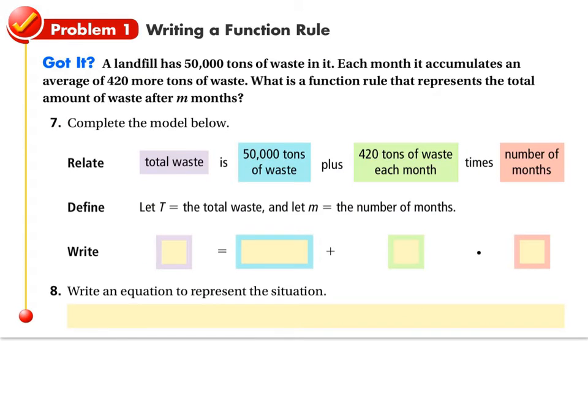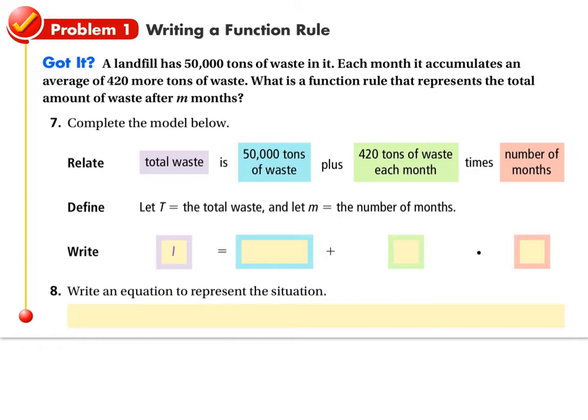A landfill has 50,000 tons of waste in it. Each month it accumulates an average of 420 more tons of waste. What is a function rule that represents the total amount of waste after m months? So we know that our total waste is 50,000 tons plus the additional 420 tons of waste each month. And that's going to increase each month. So we're going to multiply that by the number of months to get the total increase at the point.